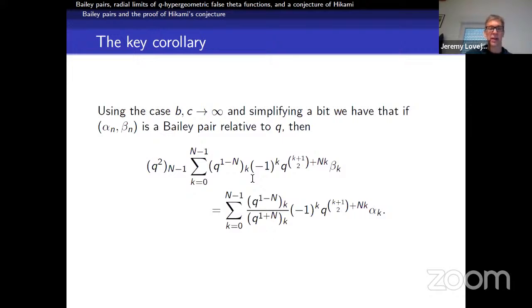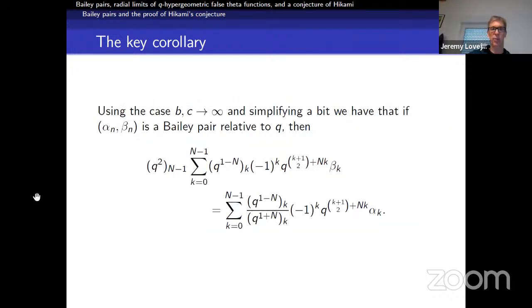So let's do this. And this is what I call the key corollary. I'm not putting in the Bailey pair yet. I'm just using the definition of a Bailey pair and the Bailey lemma. So if I take B and C and let them go to infinity, simplifying a bit, we get the following. If alpha n, beta n is a Bailey pair relative to q, then we have this prefactor, (q^2)_{n-1}, is equal to the sum k equals 0 to n minus 1 of q^{1-nk} (-1)^k q^{binom(k+1,2)+nk} beta k. And we get the sum on the alpha side, which I won't read out.